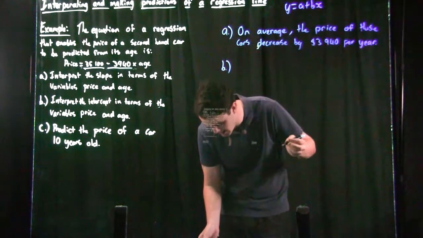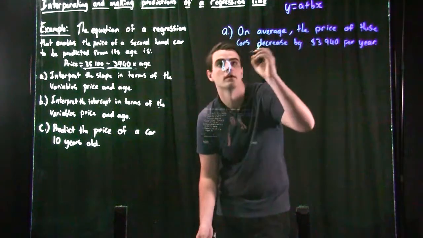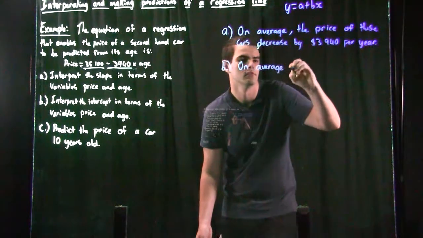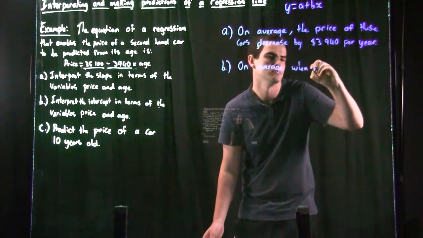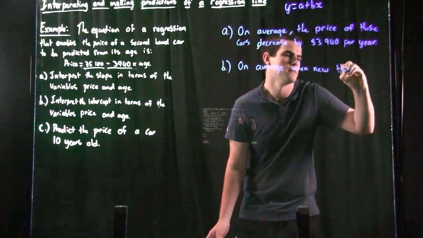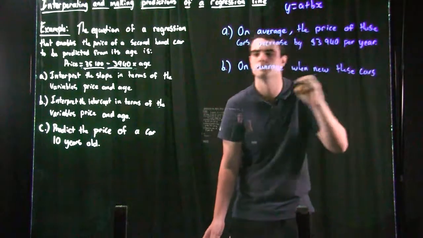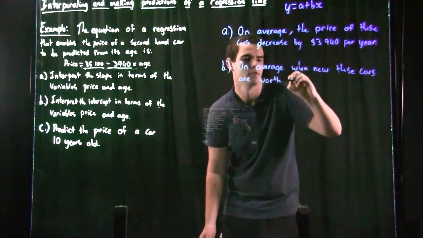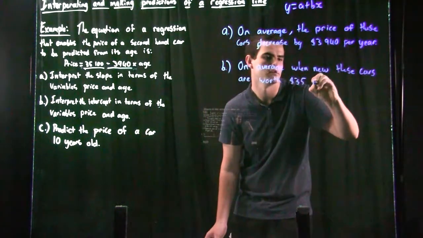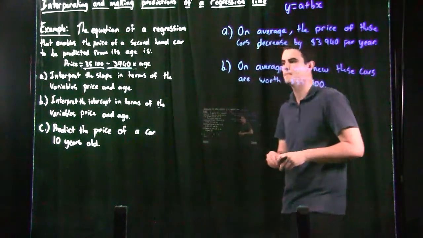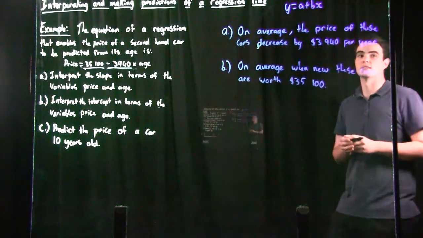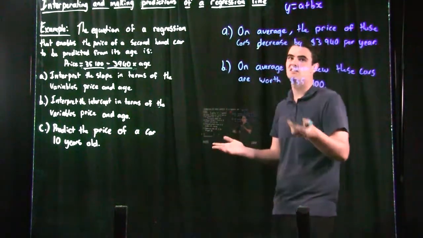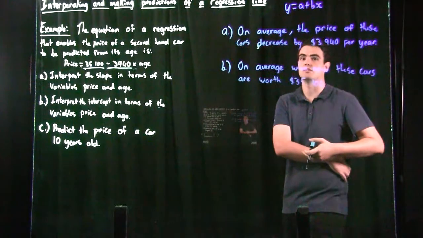Okay, so we're going to write that up. So we're going to write on average, when new, these cars are worth 35,100. Okay, that's all that it's asking us to do. Remember, whenever it's 0, that's x equals 0. When we're talking about this 0, a car can't be 0 years old, it's just new.